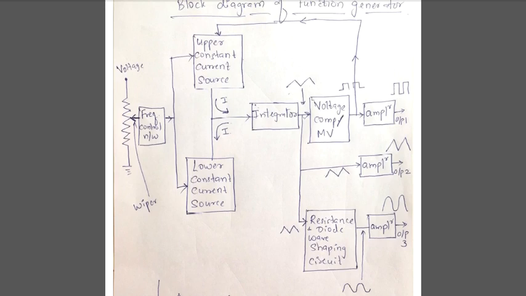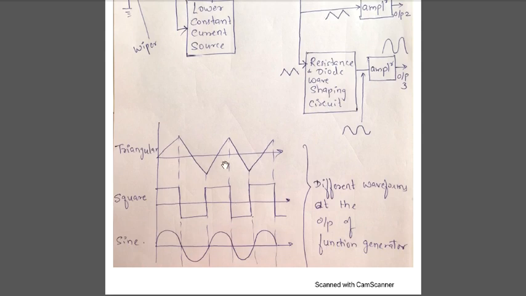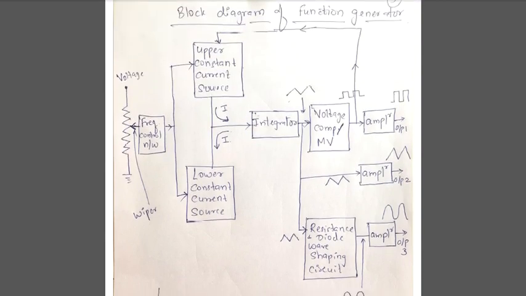So let me just summarize this with the help of these waveforms. As you can see, different waveforms at the output of a function generator. You get a triangular waveform, you get a square waveform, you get a sine waveform. Please have a look that the time period of each of these waveforms is the same, which means if you try to change the time period, that is the frequency of the triangular waveform, in turn the frequency of the square waveform as well as of the sine waveform changes. Okay, so that's all about the function generator.